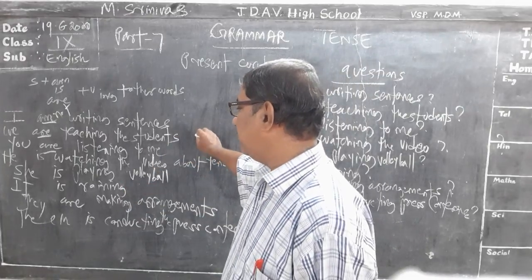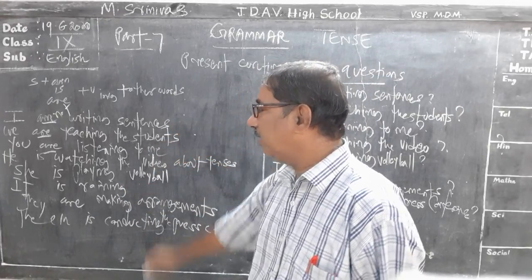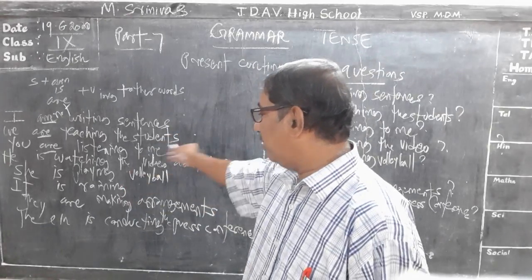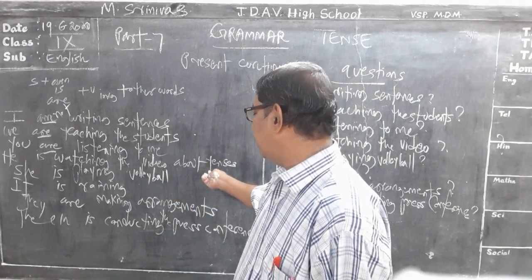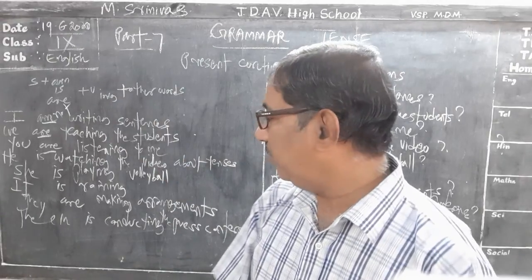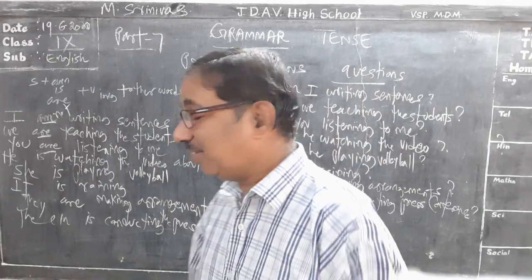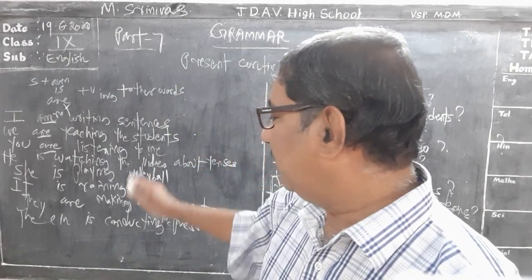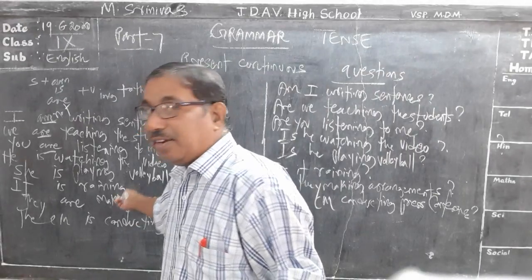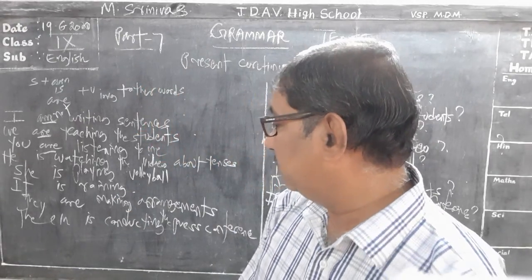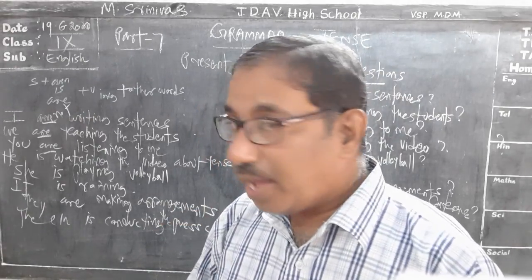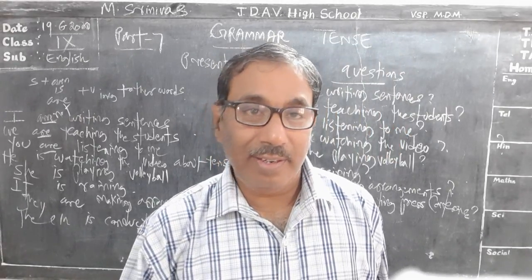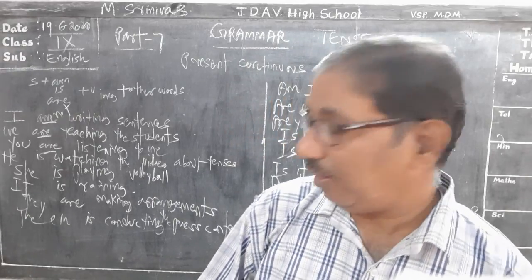We are teaching the students. We are not teaching the students. You are listening to me. You are not listening to me. He is watching the video about tenses. He is not watching the video about tenses. She is playing volleyball. She is not playing volleyball. It is raining. It is not raining. It's not raining. So you can use contracted forms, sir. They are not making arrangements. They aren't making arrangements.